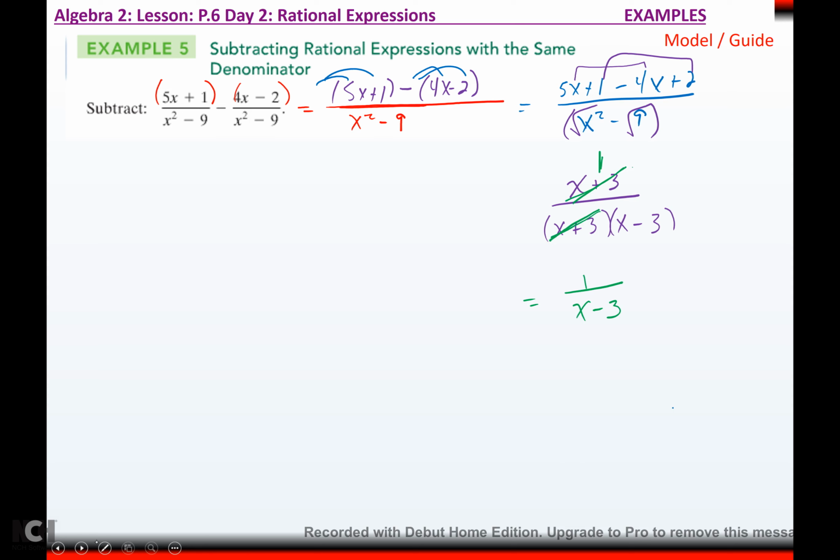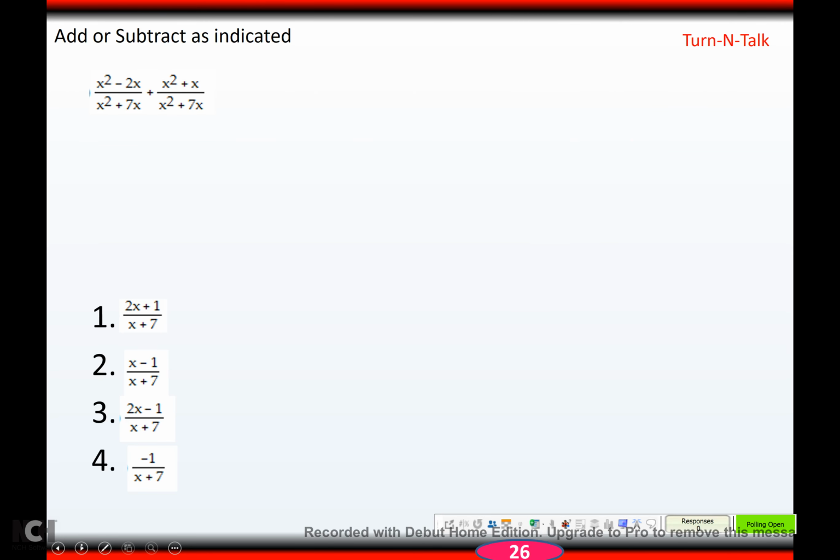Okay, and they're not asking me to worry about domain and anything like that yet. So, alright, you do this one, hit pause, come back when you're ready, and hopefully you got it. If not, let's look at why.